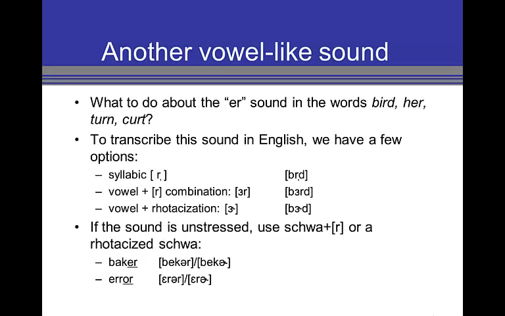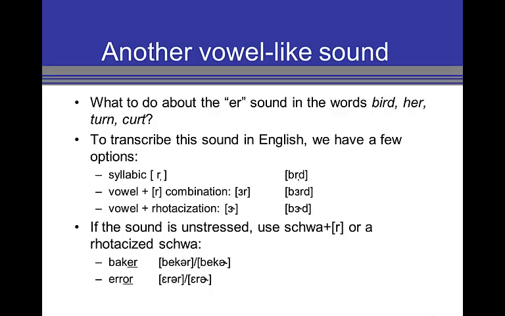Finally, we should discuss what to do about vowels that occur with R, specifically the sound. In words like bird, her, turn, and curt, the vowel and the R occur inside the syllable together and tend to blend into one another so that it's difficult to tell when the vowel stops and the R begins. In the cases where this kind of sound occurs in a stressed syllable, as in the words listed right there, bird, her, turn, and curt, we have a few options for transcription.